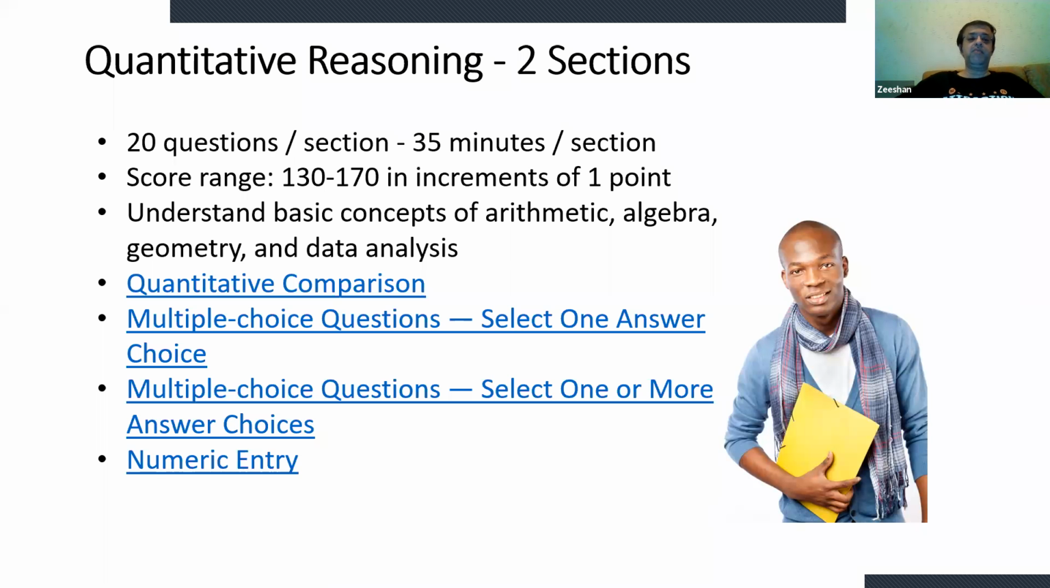So 130 in math and 130 in English is the minimum score. The score starts with 130. This means that if you do not answer any question, you will still get 130. The maximum that you can get in each of these sections is 170. So what's the minimum that you can get in GRE? That would be 130 plus 130, which is 260. And the maximum is 340. How did I get 340? 170 plus 170.